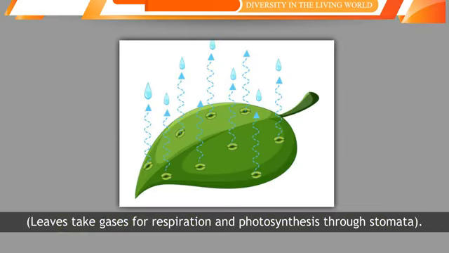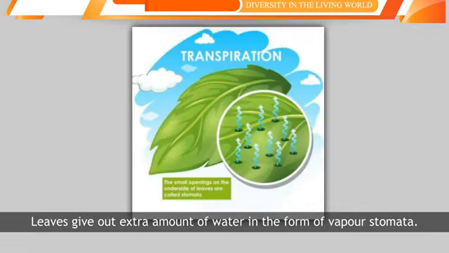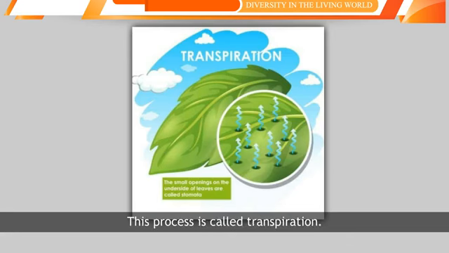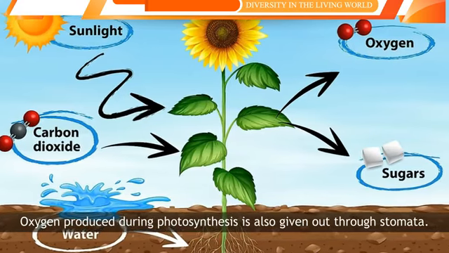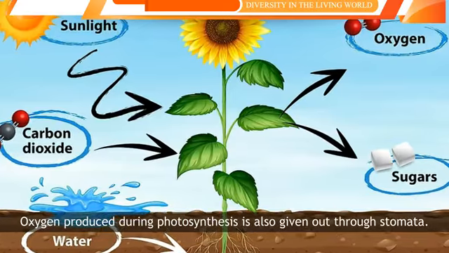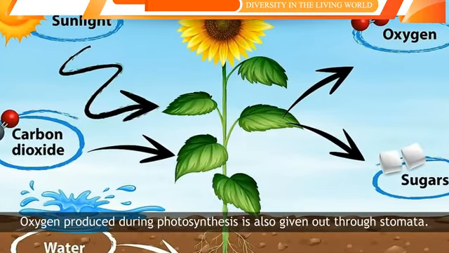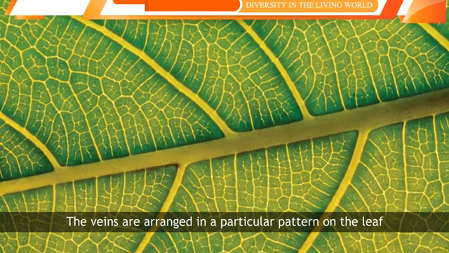Leaves give out extra amount of water in the form of vapor through the stomata. This process is called transpiration. Oxygen produced during photosynthesis is also given out through stomata. Venation. The veins are arranged in a particular pattern on the leaf, which is called venation. It is of the following two types.